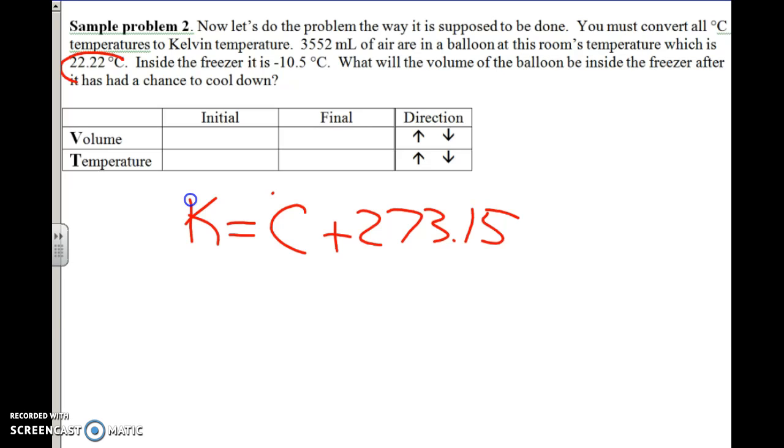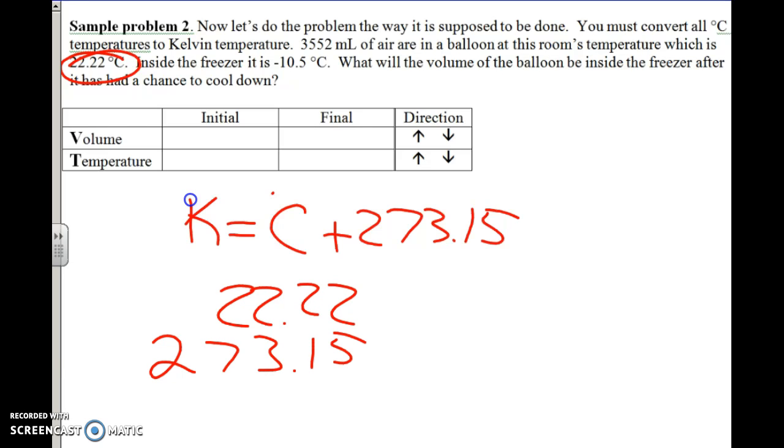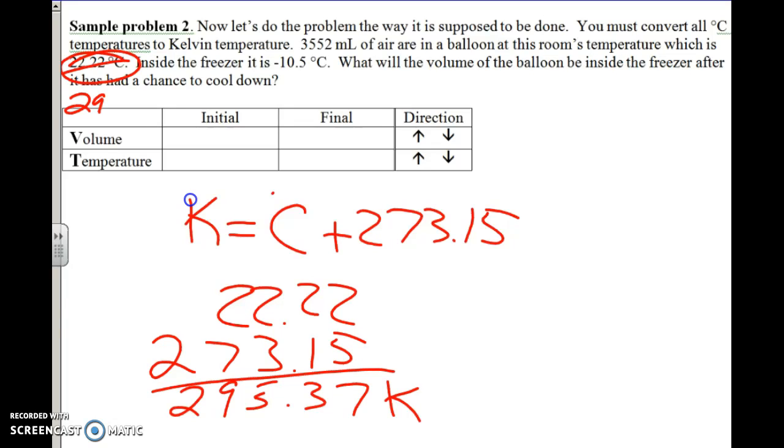So we have a temperature right here of 22.22. So we take 22.22 plus 273.15. Do that math, and we end up getting 295.37 Kelvin. So in the problem, we cross out this 22.22 and we write 295.37 Kelvin in its place. You can probably do that a lot better on your own paper.